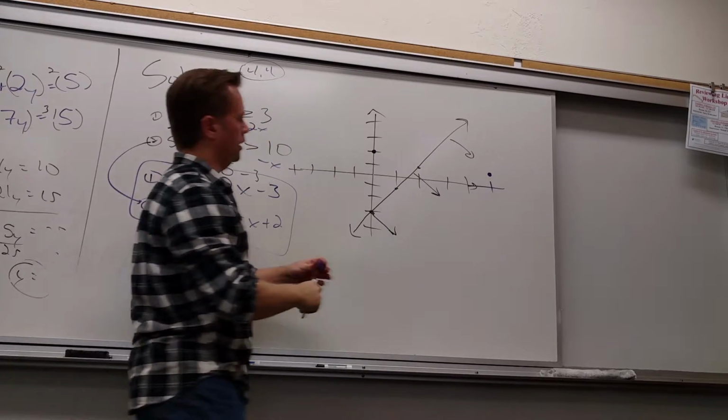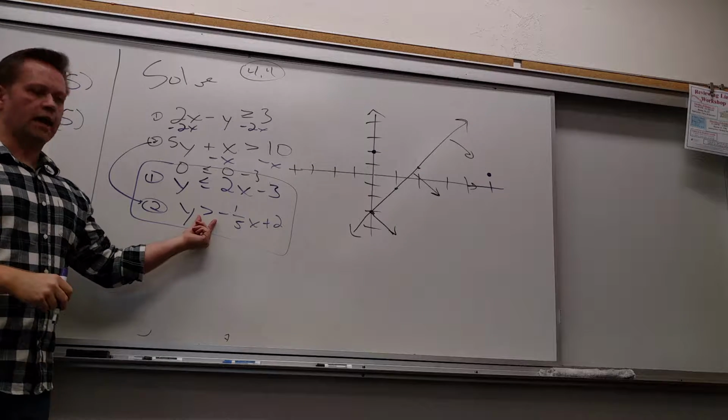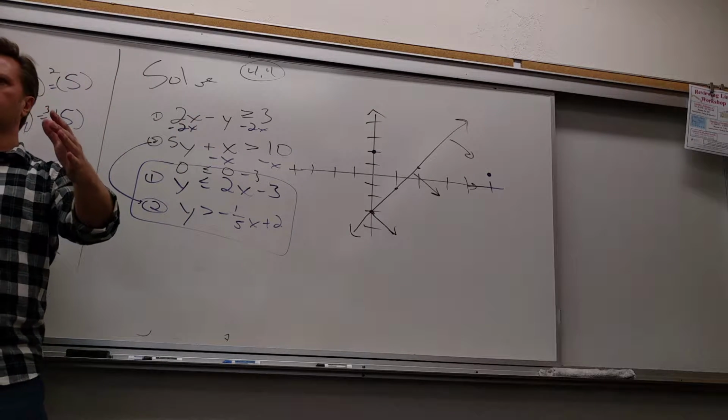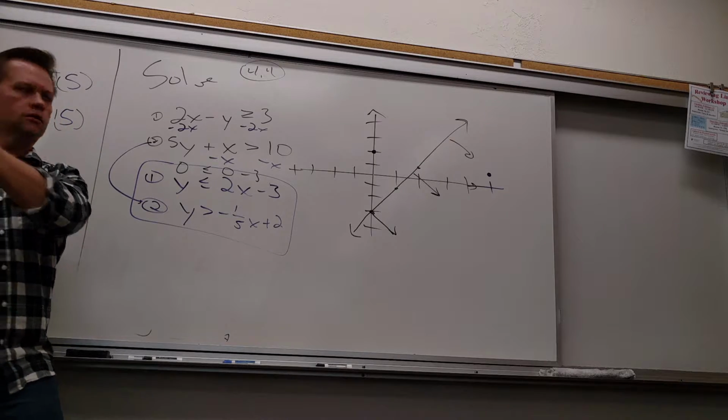And what kind of line am I going to make? Dashed. I like it. I don't see a line, so I'm not going to make a connected line. I'm going to make a dashed line. It's like open circles on that.